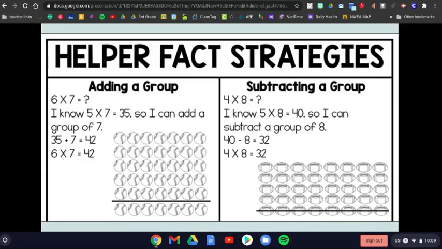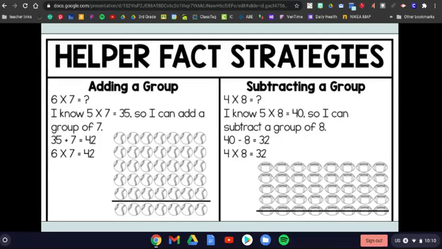So the top, above the black line, is 35 baseballs. And then they want to get from 5 to 6, so they added another group of 7 things underneath the line. So they had 35 from the helper fact plus this new row of 7 that they added to give us 42, to prove that 6 times 7 is 42, and that is the correct answer. Tomorrow we're going to talk about subtracting a group, which does the same thing but backwards.